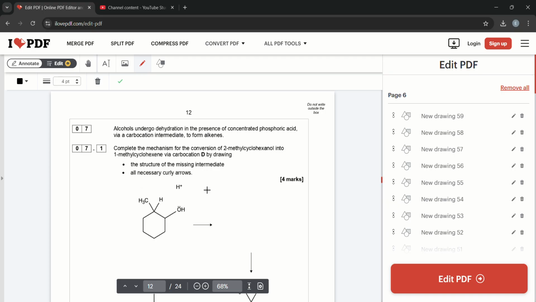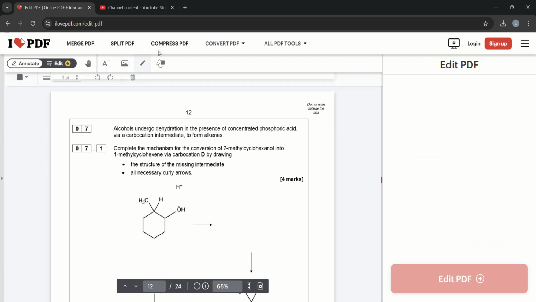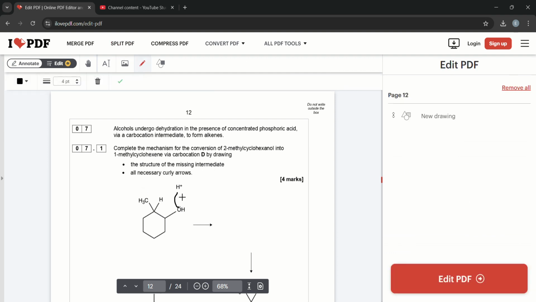First thing you should know is that the lone pair of electrons here bonds to the H+. Then we form this. The H3C, the methyl, and the hydrogen remain the same. But now what happens is the oxygen is positive.